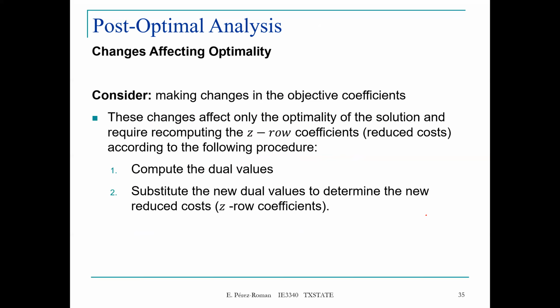Changes affecting optimality: consider making changes in the objective coefficients now. These changes affect only the optimality of the solution and require recomputing the zero coefficients or the reduced cost according to the following procedure. First, we're going to compute the dual values, and then we're going to substitute the new dual values to determine the new reduced cost or zero coefficients.